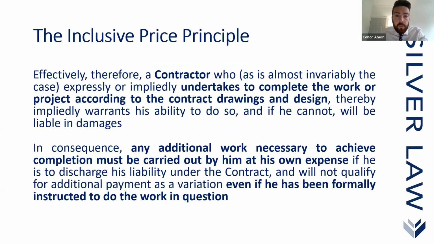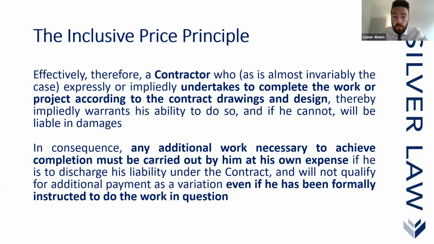So effectively, therefore, a contractor who, as is almost invariably the case, expressly or impliedly undertakes to complete the work or project according to the contract drawings and design, thereby impliedly warrants his ability to do so, and if he cannot, will be liable in damages. This is what we're coming back to in relation to the design and build contract. That's the position. You're saying you can build it for that. If for any reason there's a deficiency in there, which is not the responsibility of the employer, then that's what you're signing up to do.